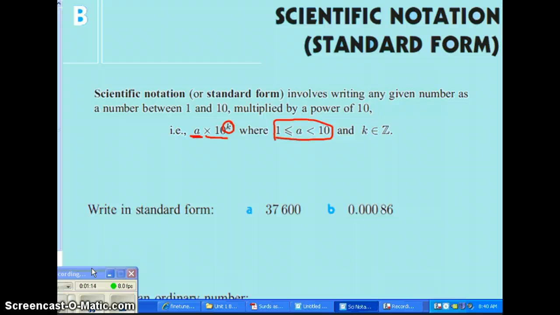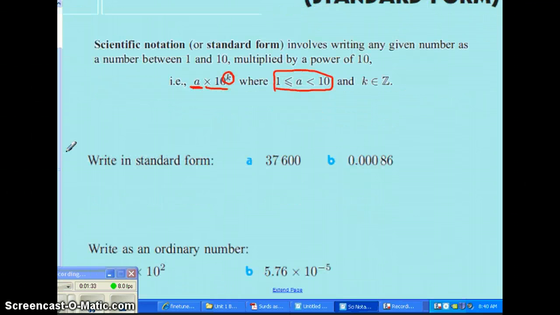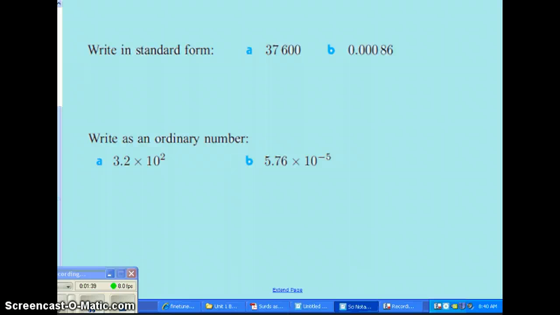Now, this should all be reviewed. The rest of this, what we're going to talk about, you need to be able to convert to and from scientific notation. If I give you a very large number or a very small number, you should be able to convert it to or from scientific notation. All right? So, writing in standard form. In other words, when it says write it in standard form, that means to write it in scientific notation.